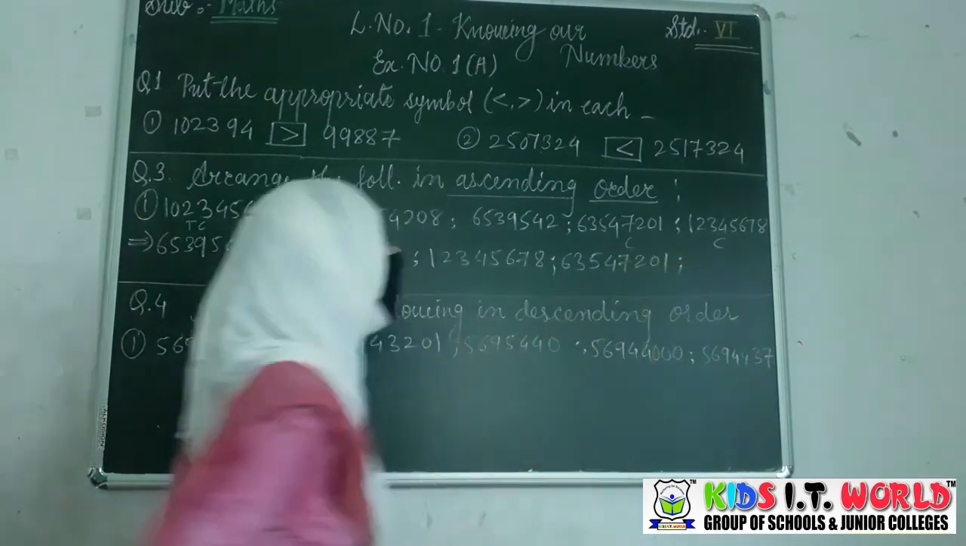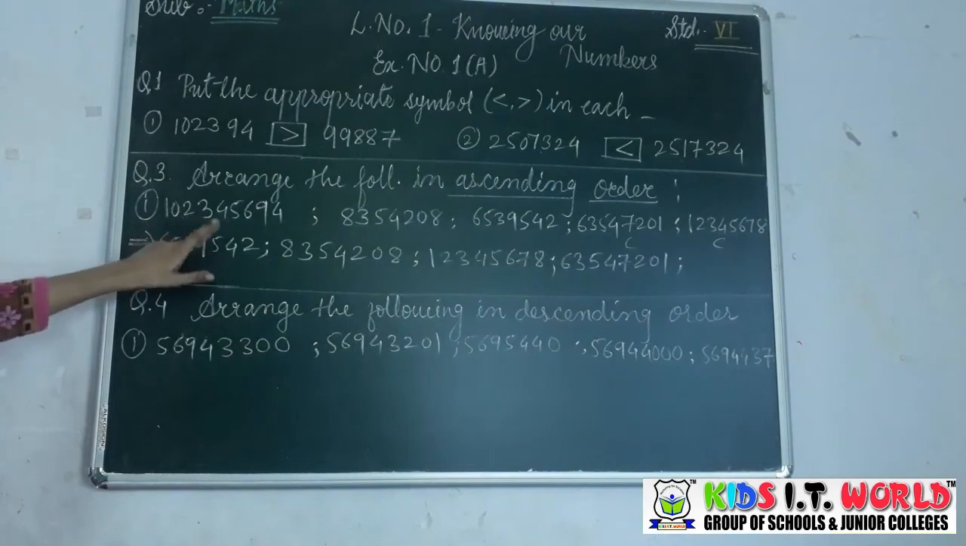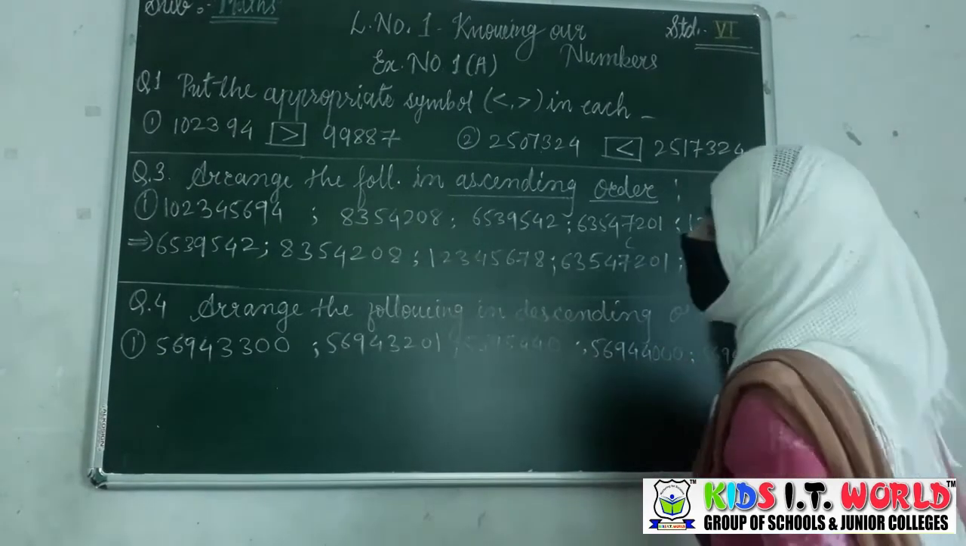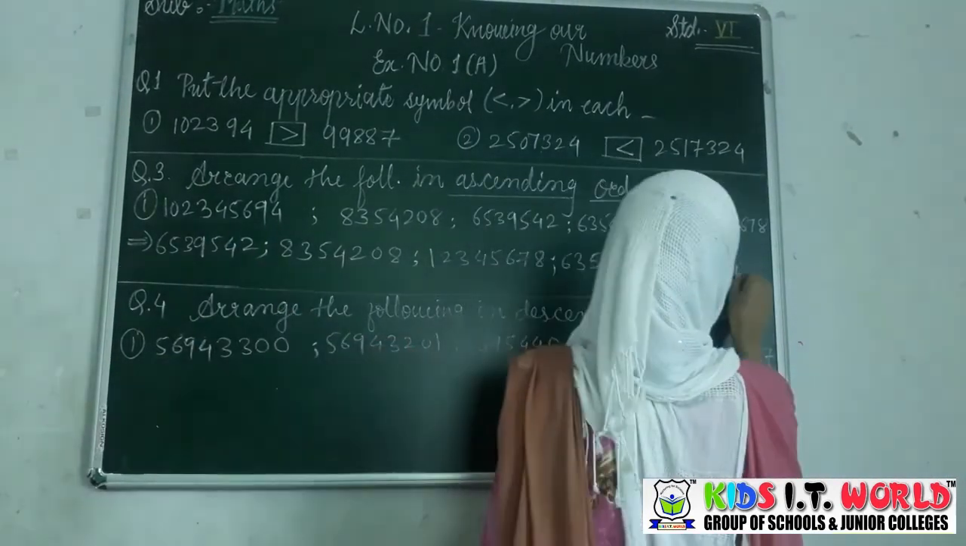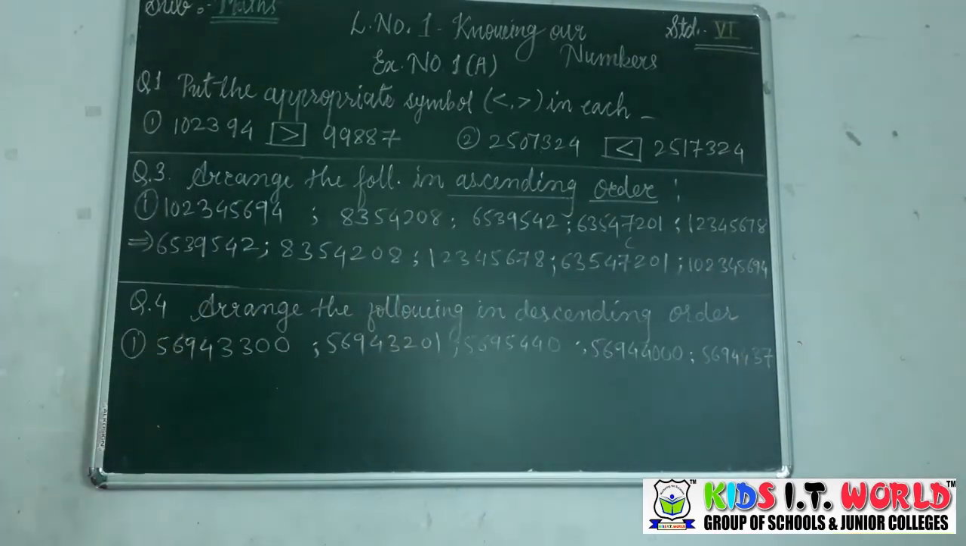47,201. And on the last, which is the greatest number here? This one. 10 crore 23 lakh 45,694. So in this way you have to arrange the numbers in ascending order. So what will we do first? You will find out the smallest number, write that number, then find out the next smallest number as compared to other numbers, and arrange it in sequence from smallest number to the biggest number.